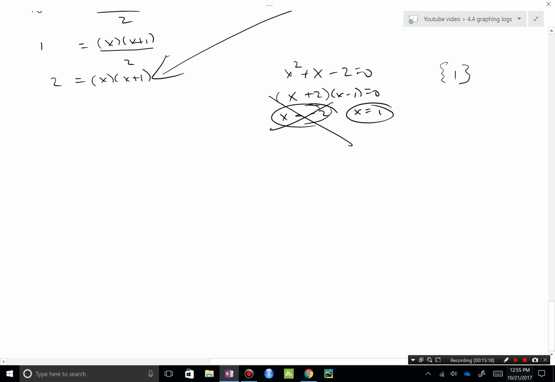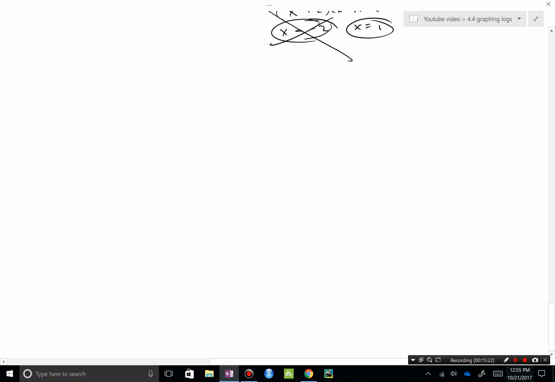Okay, so this is stuff you've seen before. Now, I really want to tag that back to what we were doing. So that was a log equation. Let's talk about an exponential equation. Here's a basic one.